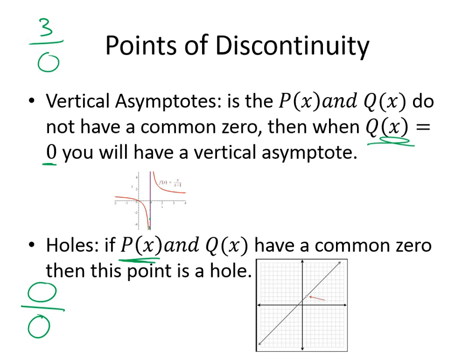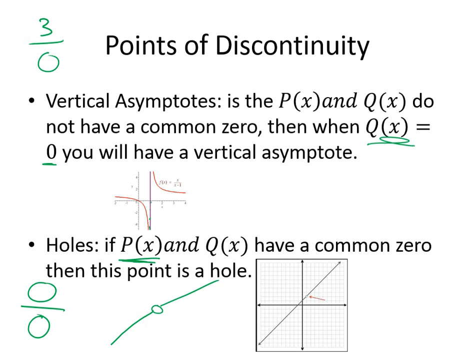So if you get a 0 on the top and the bottom, or if it can be factored out, that is where you have a hole. And a hole just looks like that. The graph continues, but then you just put a little hole in it. You just have a spot where it doesn't exist. And that's a hole. Okay.